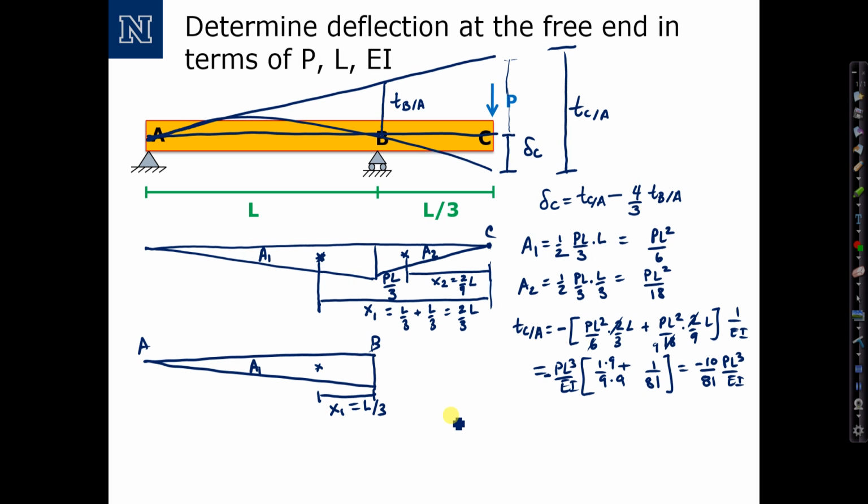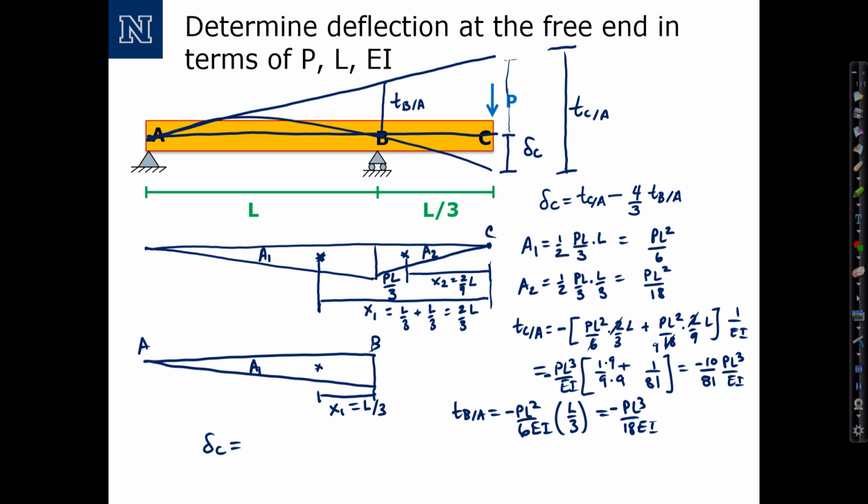Okay, so I can evaluate T at B with respect to A is equal to the area, which we already calculated. That area is negative, PL squared over 6. I'll throw in my EI here, and then times x1, which is L over 3, and I get a negative PL cubed over 18 EI. There's my negative sign. Okay, so finally putting it all together, I have what I need to calculate delta C.